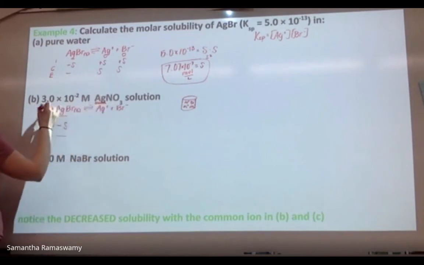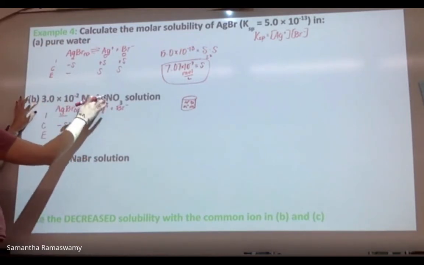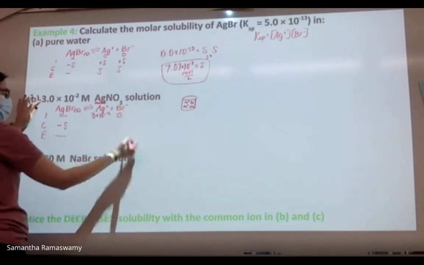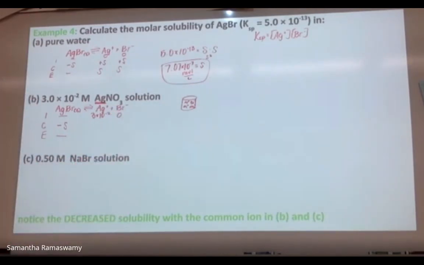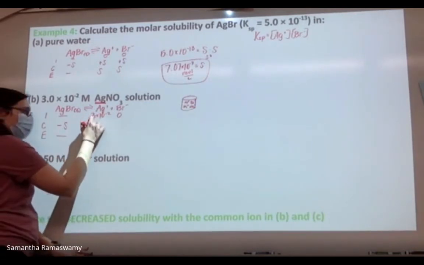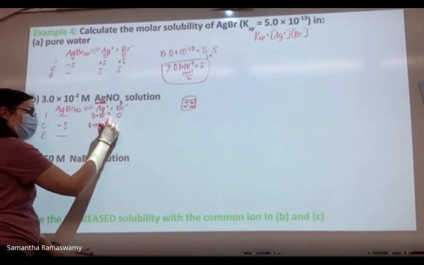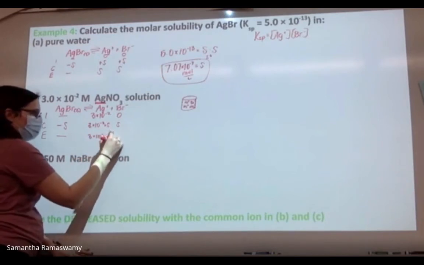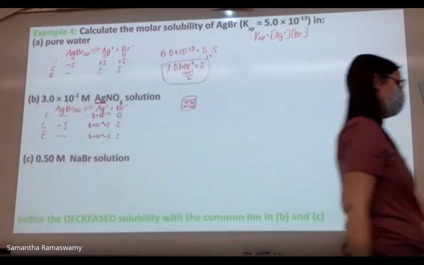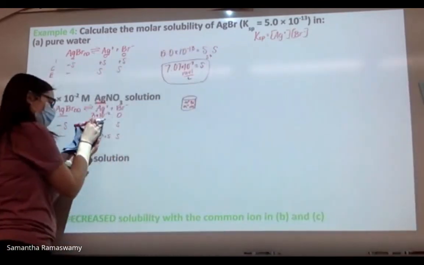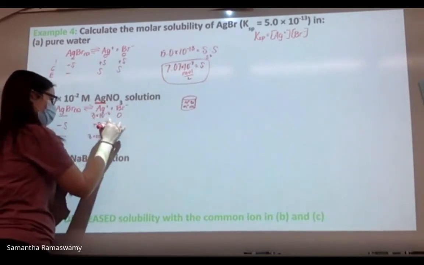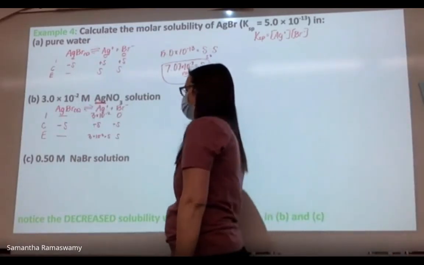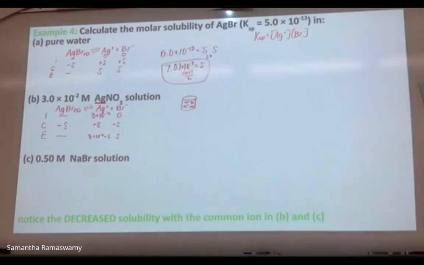So AgNO3, this is our concentration. AgNO3, it's 1-to-1 for Ag. Br minus is still 0. Now, we have 3 times 10 to the negative second plus S, and S. Well, I guess that should be what it is. This would still be plus S. Wrote my equilibrium too soon. Here we go. It's a common ion. So we've seen this common ion before.